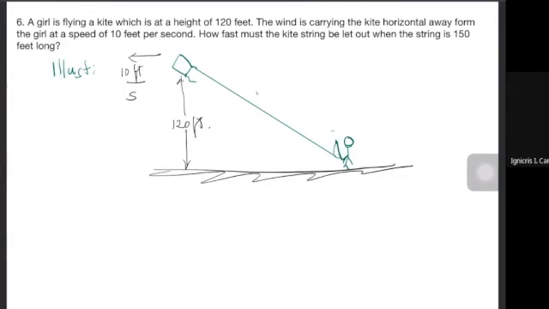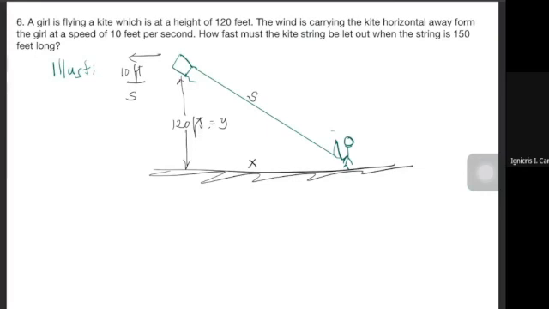If this is s, the length of the string, how fast must the kite string be let out when the string is 150? Which means that let this be x, let this be y, okay? And so you identify here a right triangle.